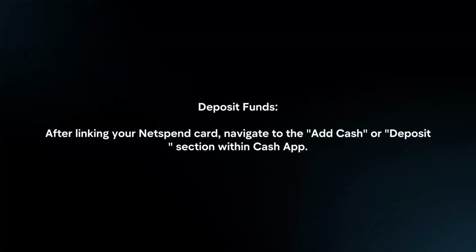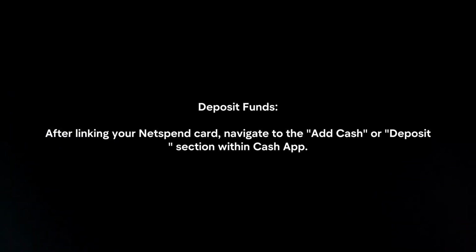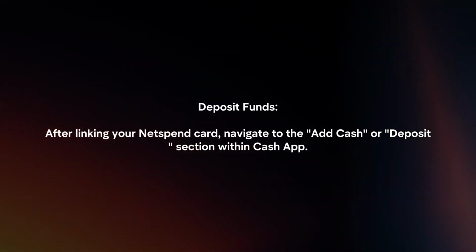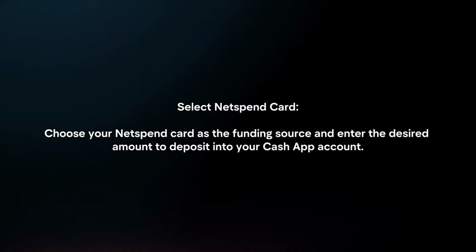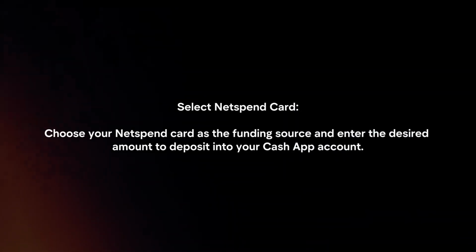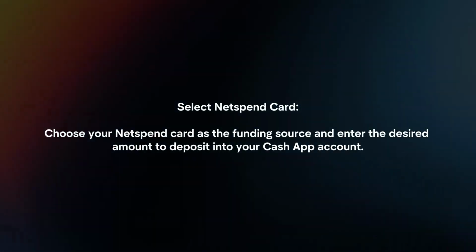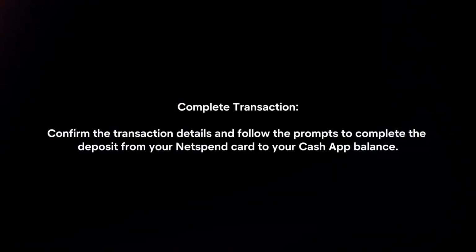Adding funds. Deposit funds. After linking your Netspend card, navigate to the Add Cash or Deposit section within Cash App. Select Netspend card. Choose your Netspend card as the funding source and enter the desired amount to deposit into your Cash App account.